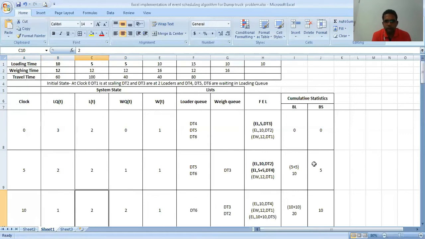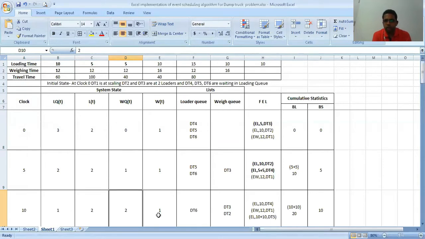Because DT2 has completed its loading, it has to go for weighing as per our system's definition, but our weighing machine is not free. That's the reason it has to wait in the queue. So WQT is going to be 2. It has been incremented because your WT is not 0. If WT was 1, your WQT is incremented. These two statements are similar to each other.